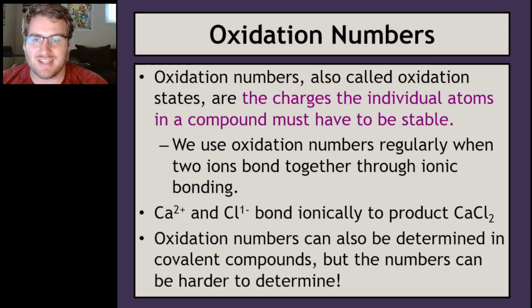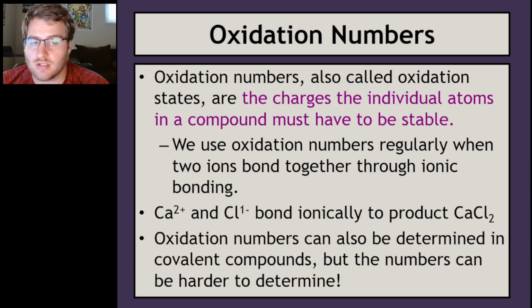So we're going to start. The first thing we're going to talk about is oxidation numbers. Another name for oxidation states are the charges individual atoms in a compound must have in order to be stable. When we say stable, typically we're talking about the octet rule. They want to have either 0 or 8 valence electrons, and the oxidation numbers are the charge that they need to have in the compound for that to be true. Okay? And we use these all the time.